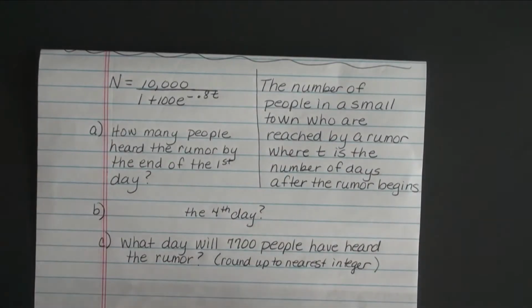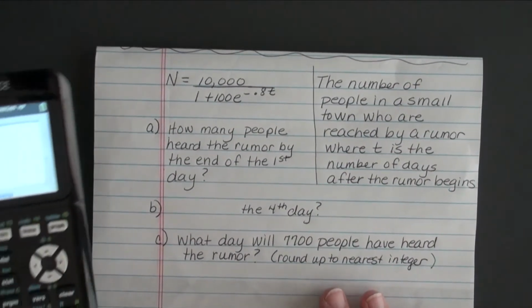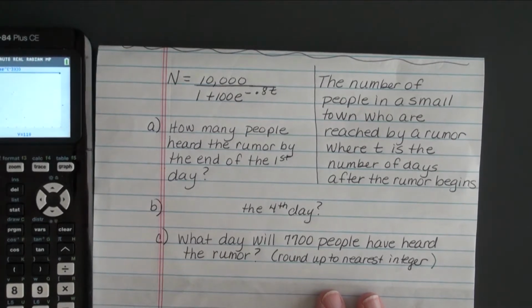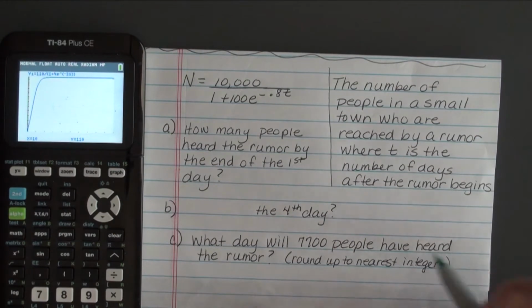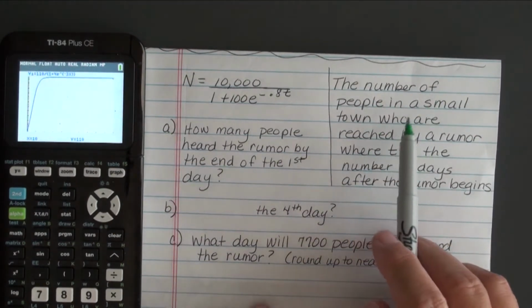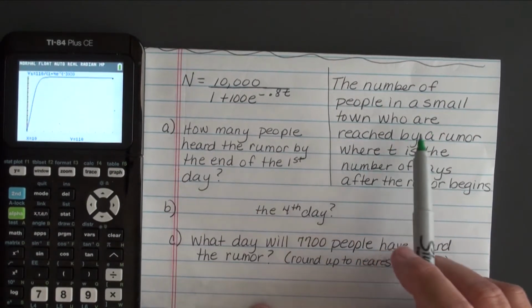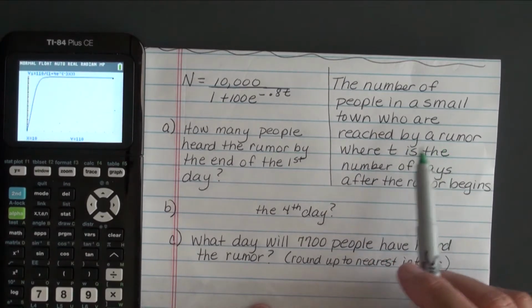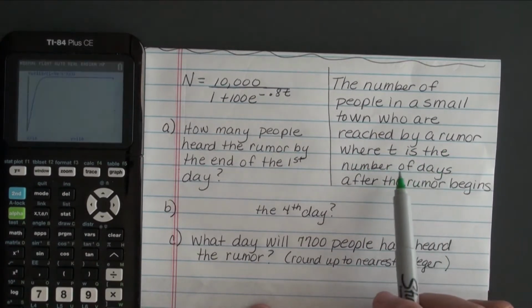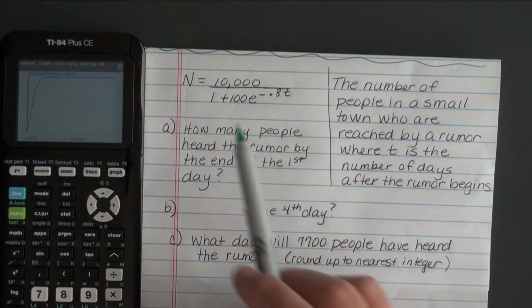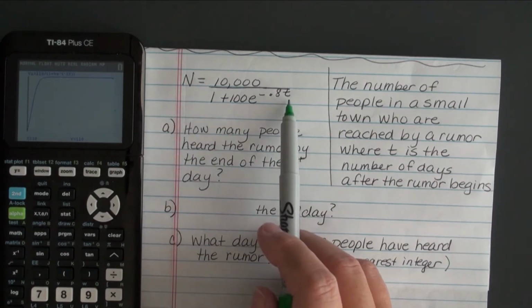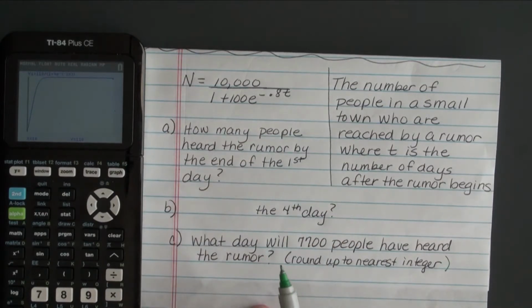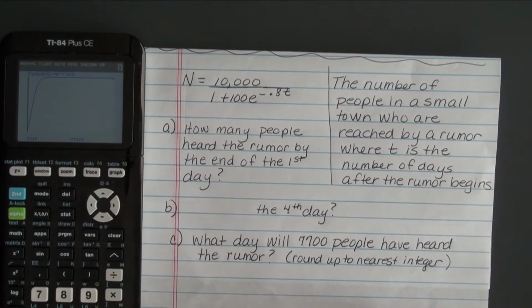Here I have another example of a logistic function, and let me describe to you what this equation represents. This is the number of people in a small town who are reached by a rumor, where t is the number of days after the rumor begins. So we're going to see how many people are reached by this rumor a certain number of days after it begins. So I'm going to go into my calculator and I'm going to graph that.